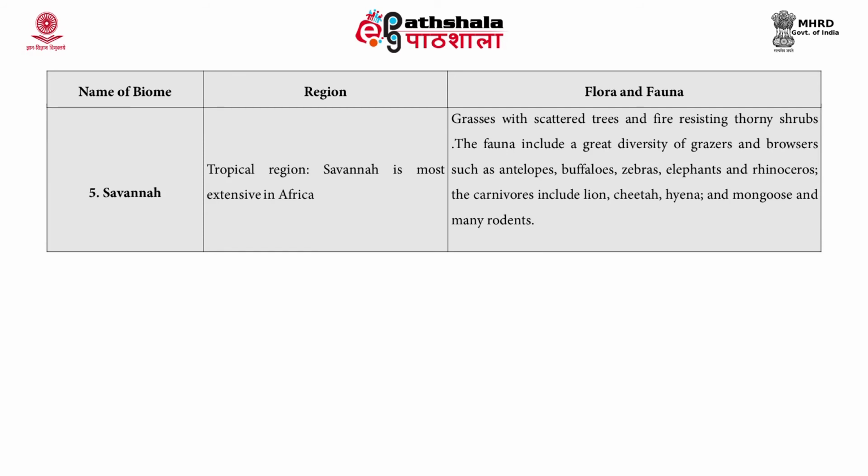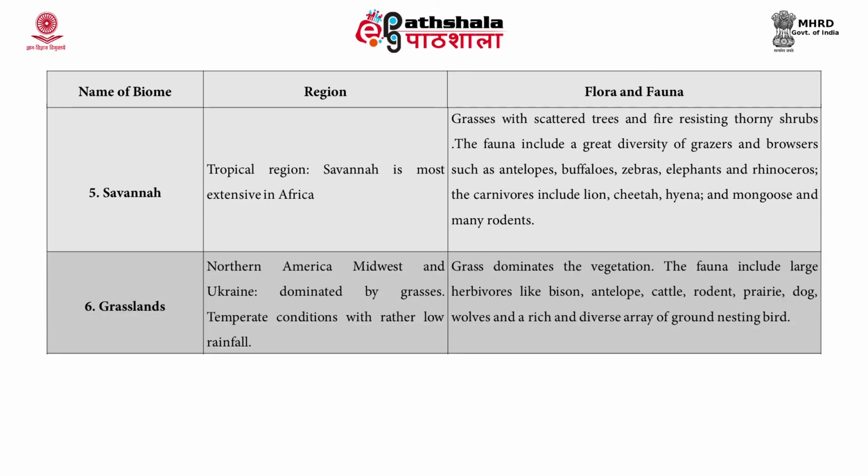Fifth, the savanna biome. The regions where they are found are the tropical regions. Savanna is the most extensive in Africa. Flora and fauna: the grasses with scattered trees and fire-resisting thorny shrubs. The fauna includes a great diversity of grazers and browsers such as antelopes, buffaloes, zebras, elephant and rhinoceros. The carnivores include lion, cheetahs, hyenas and mongoose and many other rodents.